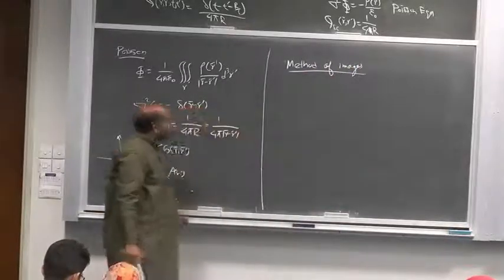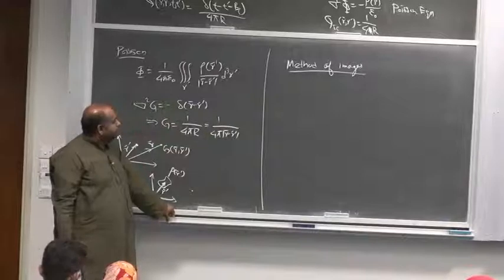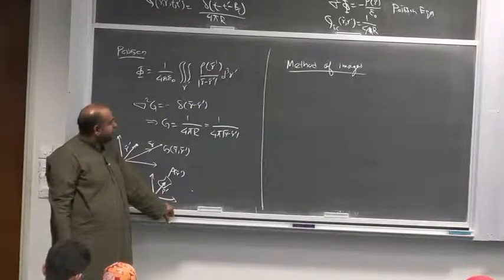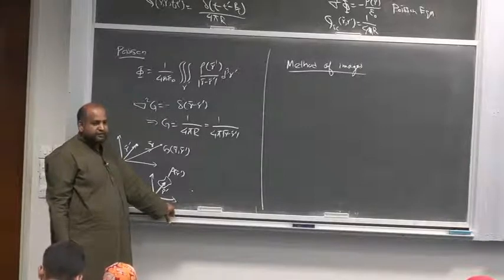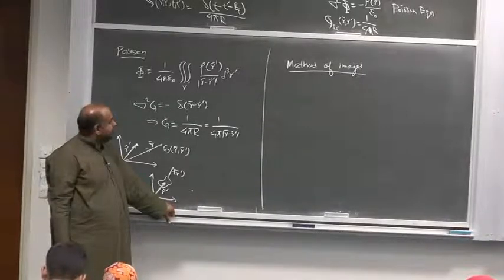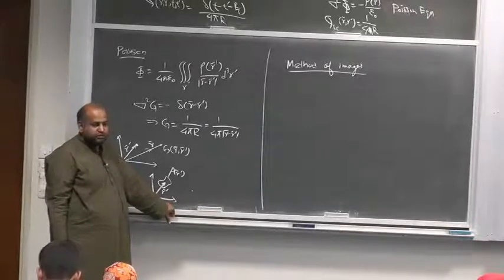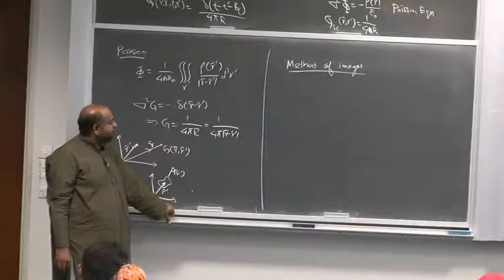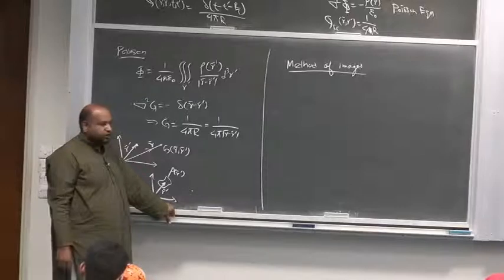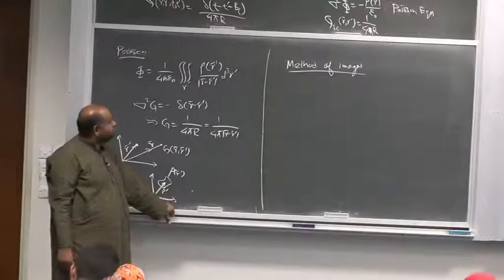Which is very useful when we have conducting boundaries and there are charges present close to them. And the method actually works best only if the boundaries are canonical boundaries, like simple boundaries. When we have more complicated boundaries, then we might have to resort to a numerical technique to find the solution of Poisson equation.